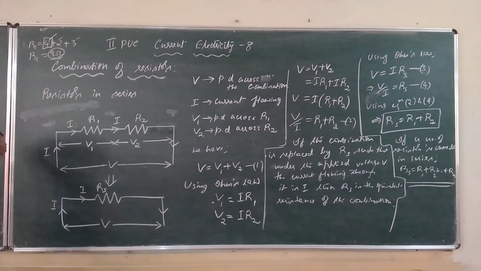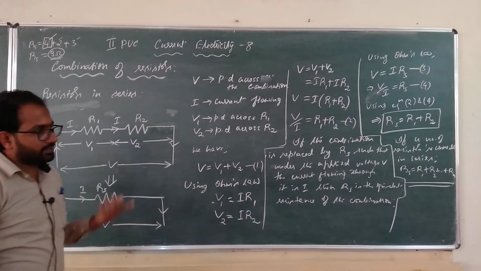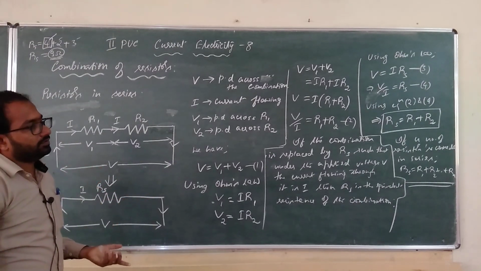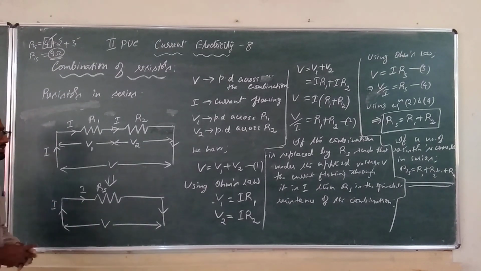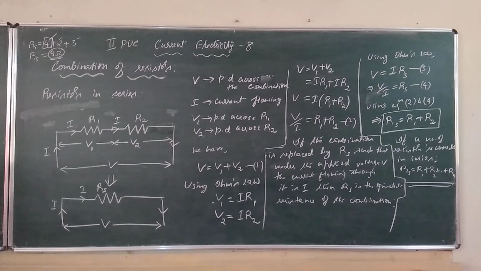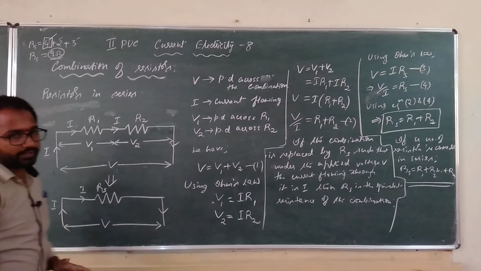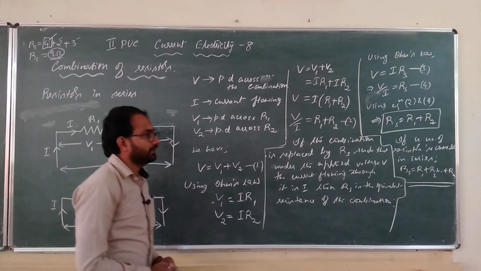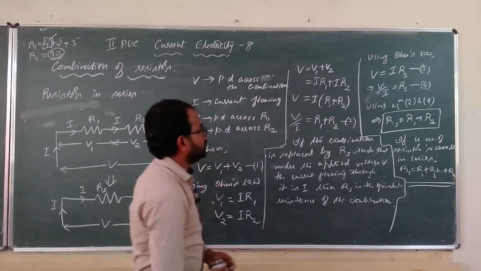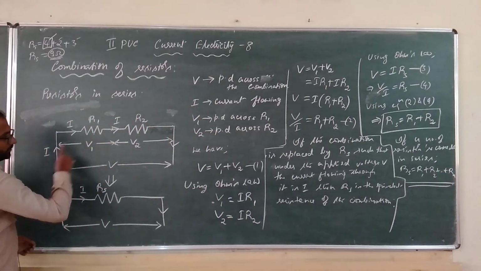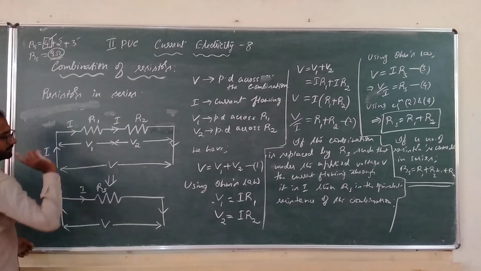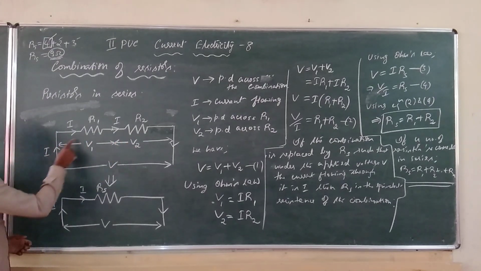So to get a higher value of resistance using lower values of resistances, we use the series combination of resistors. Okay, this derivation is not important, it is excluded from the syllabus for this year, but you should know that the current flowing through each resistor in series combination is the same, I.